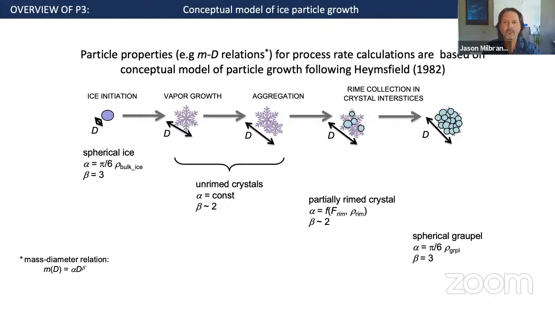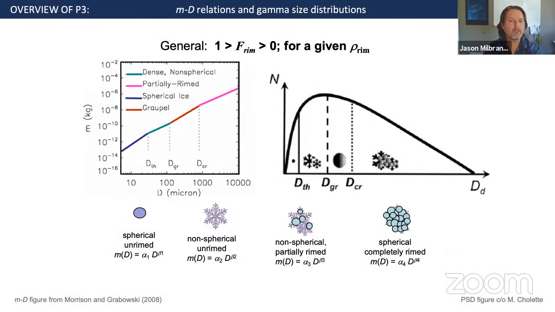So the conceptual basis for this is the Heymsfield conceptual model, in which you have an initiation of a pristine ice crystal with high bulk density, which then grows by vapor diffusion with a mass-diameter relation with an exponent close to two, and then it may or may not undergo aggregation. And then as you have partial riming, the coefficient increases, the exponent continues to be around two until you get to the point where it almost completely rimes and then changes to three. And then the graupel density continues possibly to vary. So there are between one and four different regions of the size distribution with different applications of these mass-diameter relations, from which we also can use corresponding area-diameter relations and then compute explicitly the sedimentation, the fall speed for a given size and so forth.